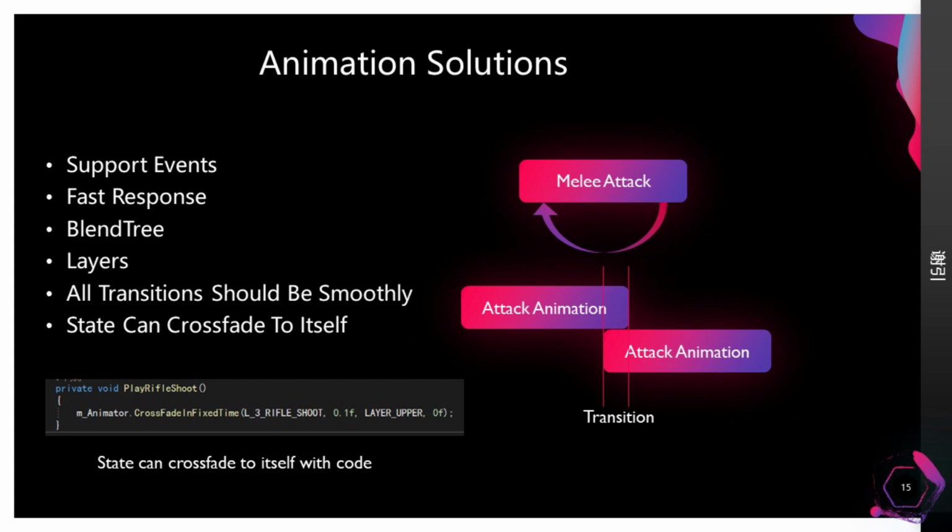Animation solutions. Let's say we will just use Unity's default animator controller to do the animations. We need all animations to be transitioned smoothly, so always use the Crossfade API to do it. And we need animation states that can crossfade to themselves. For example, when doing a melee attack repeatedly, you want to play the same state from the start with a smooth transition. The good news is in Unity 2020, you can crossfade to your own state by code.